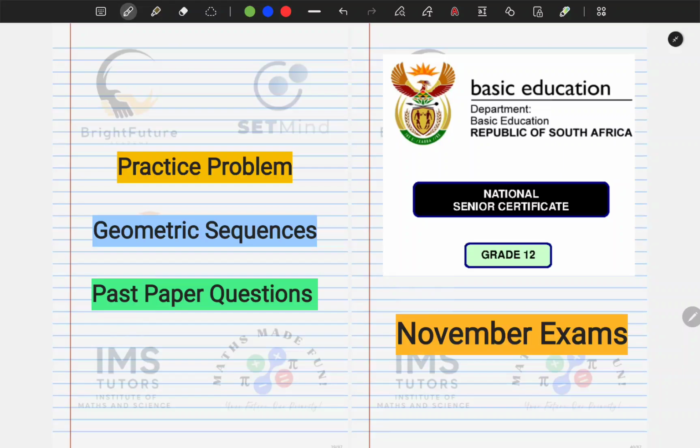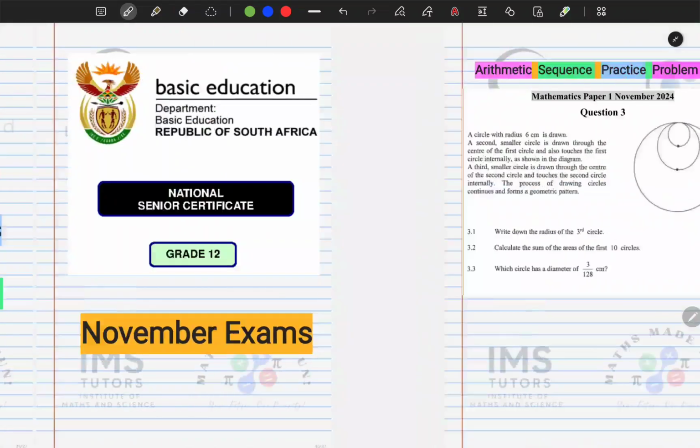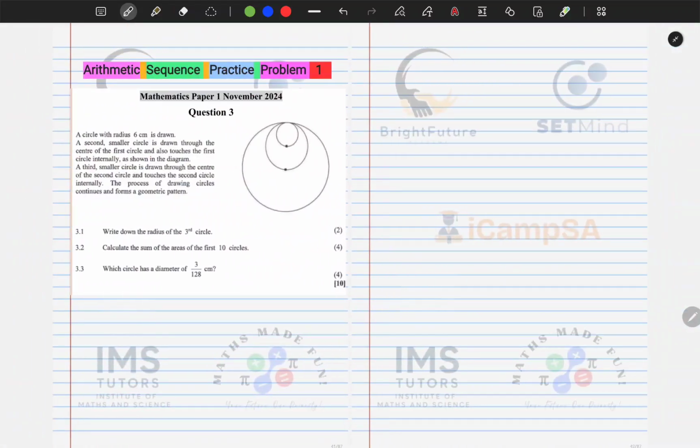In this edition, we are going to be looking at practice problems, and these are specifically on geometric series. All the problems we'll be looking at are sourced from past papers. So we'll do November questions and then do June or May questions. There's about 10 of them which are compiled in total. So let's have a look at the first one.